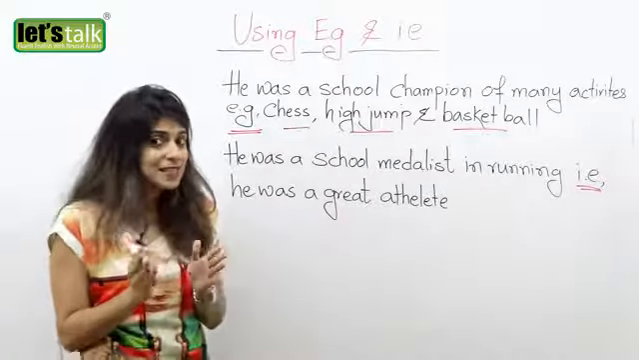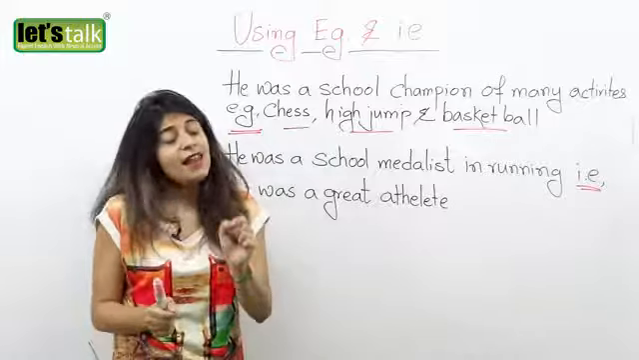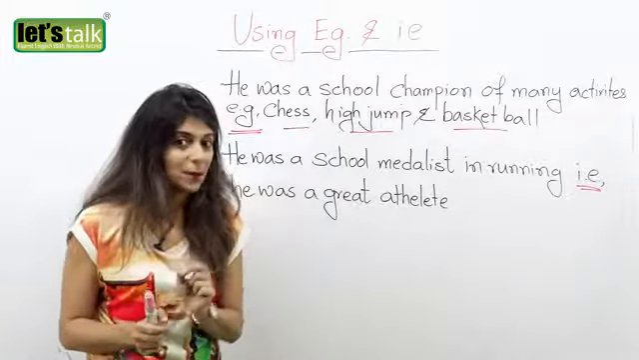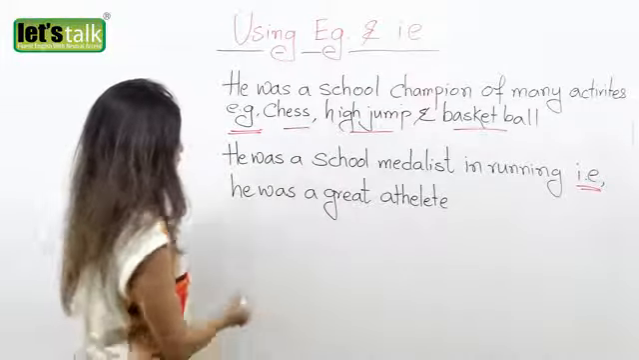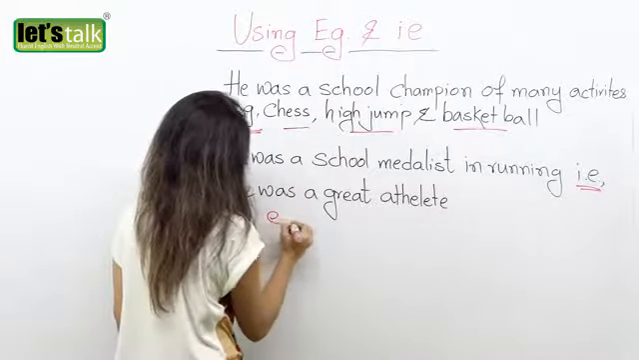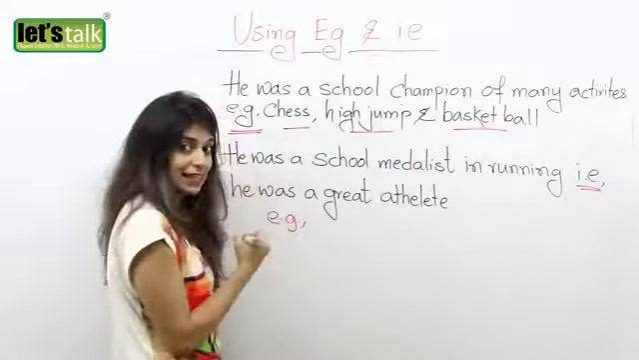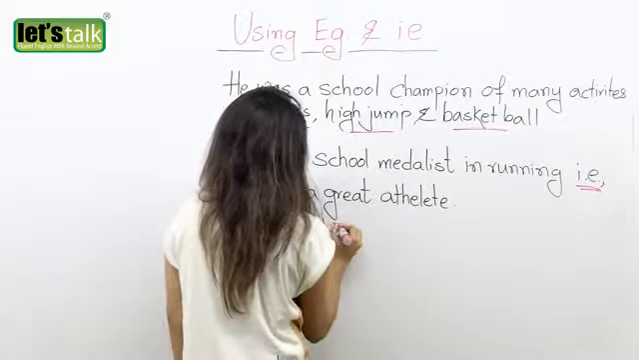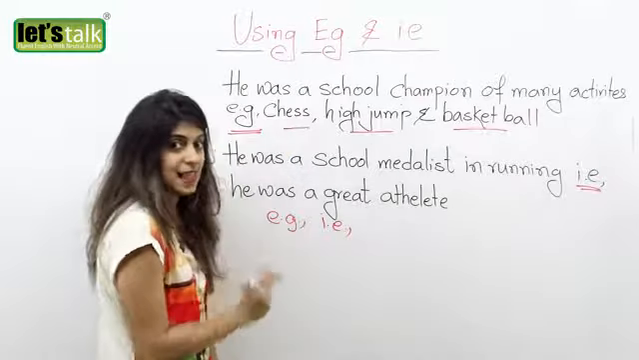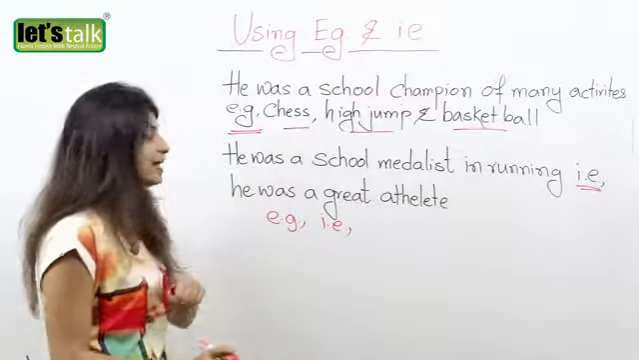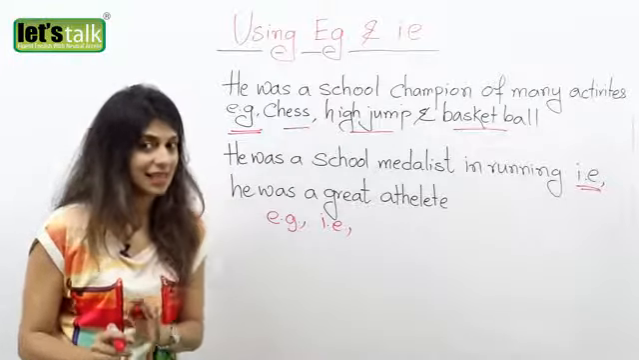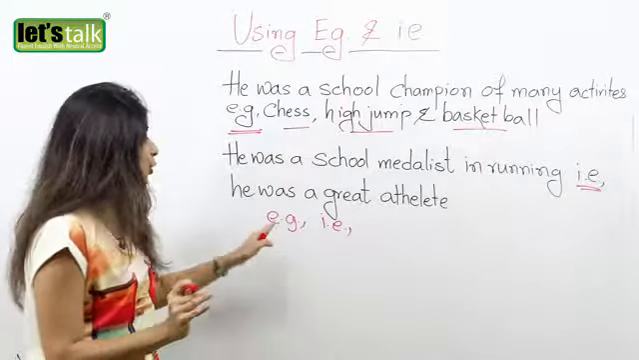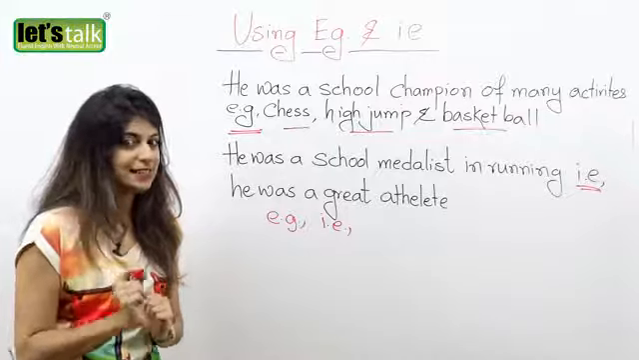Now, hope this is clear to you. Another thing that I want you to remember is that when you use e.g. and i.e., they have to be in lowercase when they come in the middle of sentences. So make sure you always write them in lowercase.